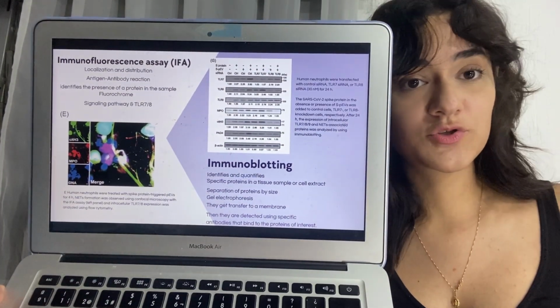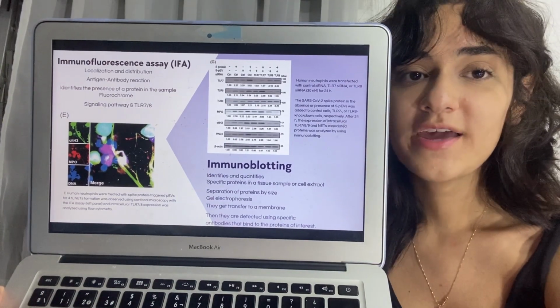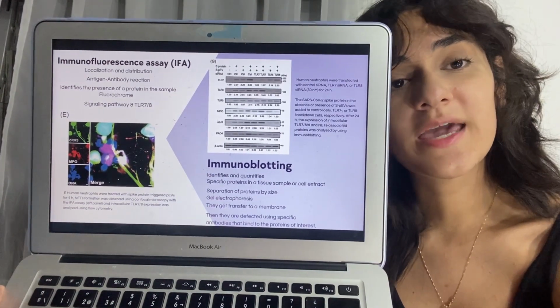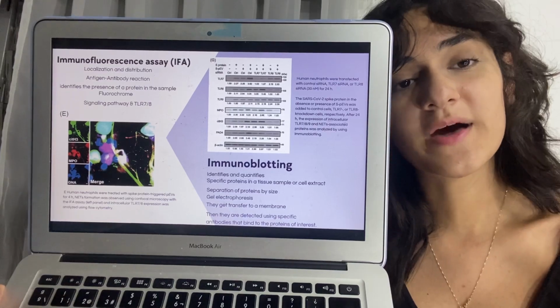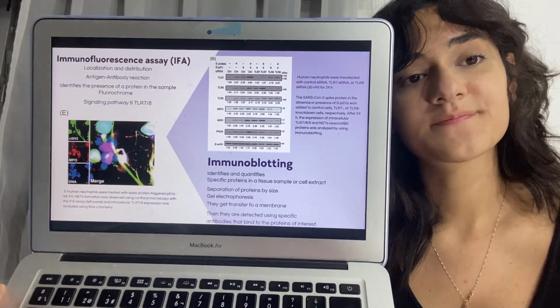In the case of SARS-CoV-2, signaling pathways have been identified, as mentioned earlier. During the research, the aim was to evaluate this pathway and its response by observing the reaction of TLR7/8.